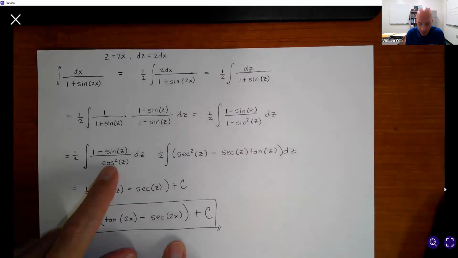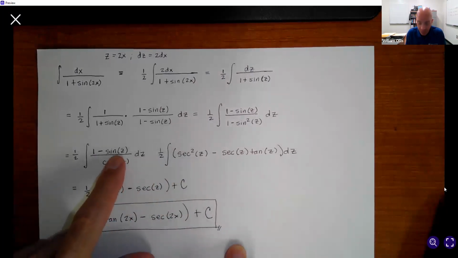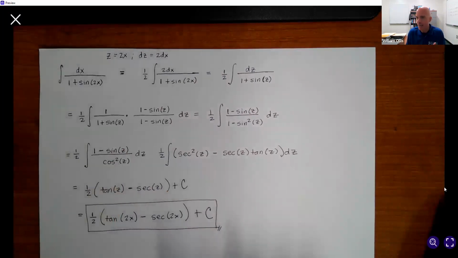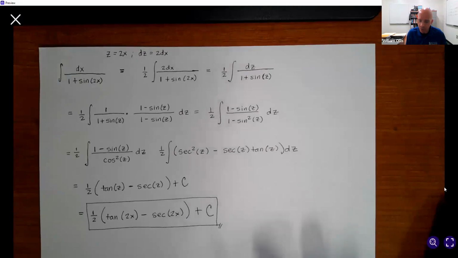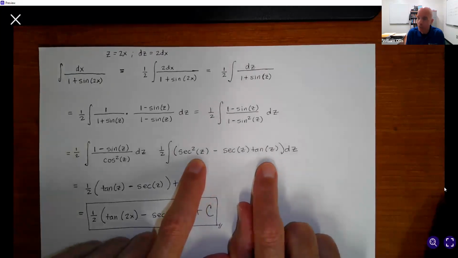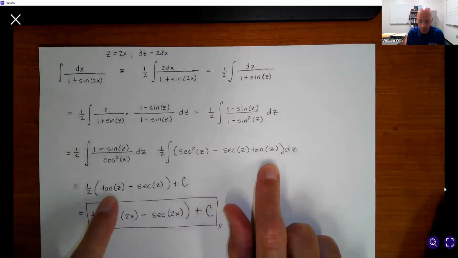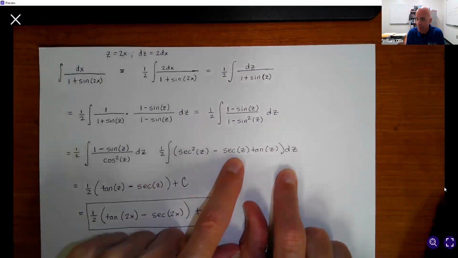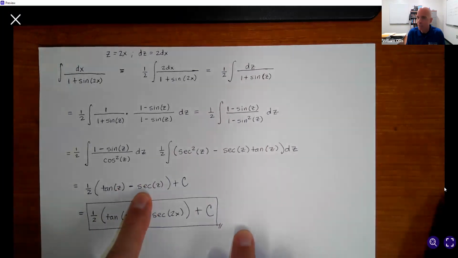So now we just have 1 divided by cosine squared, which is secant squared. And then, of course, we have sine divided by 2 copies of cosine. So sine over cosine will give us tangent, and 1 over cosine will give us secant. So we can just write minus secant times tangent. But of course, these are simple derivative formulas. We know that the derivative of tangent is secant squared, so its antiderivative is just tangent z. And the derivative of secant is secant tangent. So this antiderivative is just secant. So this is what you'll see in the integral table.